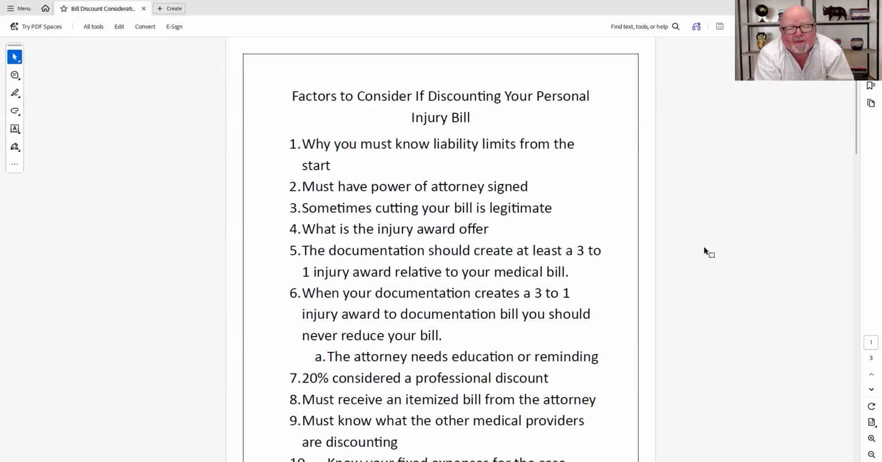But so was there a permanent impairment? Strength of the case? Was the money there? Is it a local attorney? Is it somebody I work with regularly? Remember, the guys that you work with regularly that you've educated, they protect your bill.